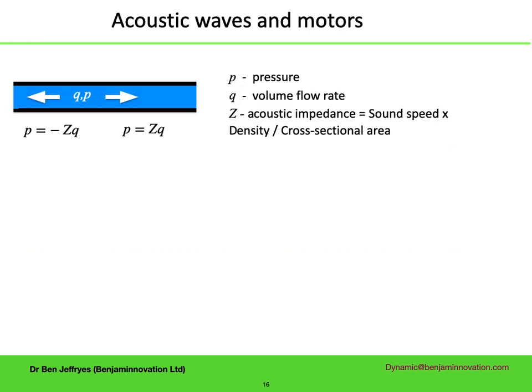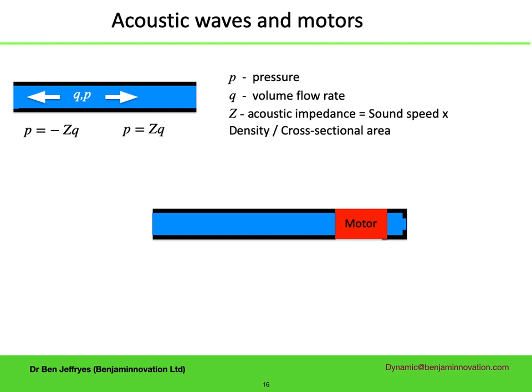When acoustic waves move along pipes, both pressure and volume flow rate vary. They are proportional. The sign of the proportionality depends on the direction, and the amplitude is the acoustic impedance, given by the sound speed times the density, divided by the fluid cross-sectional area.